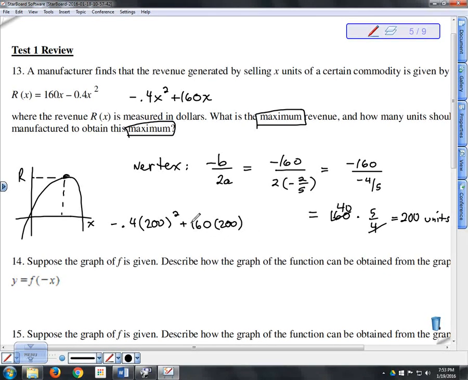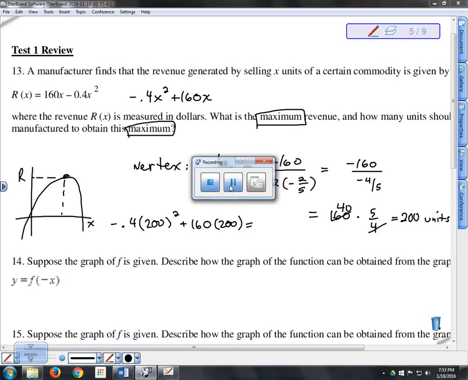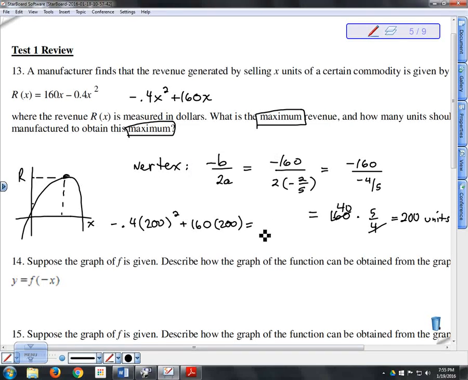And this is definitely a calculator problem. See, this comes out to be 20,000, I believe. Turns out to be $16,000 is the maximum revenue.